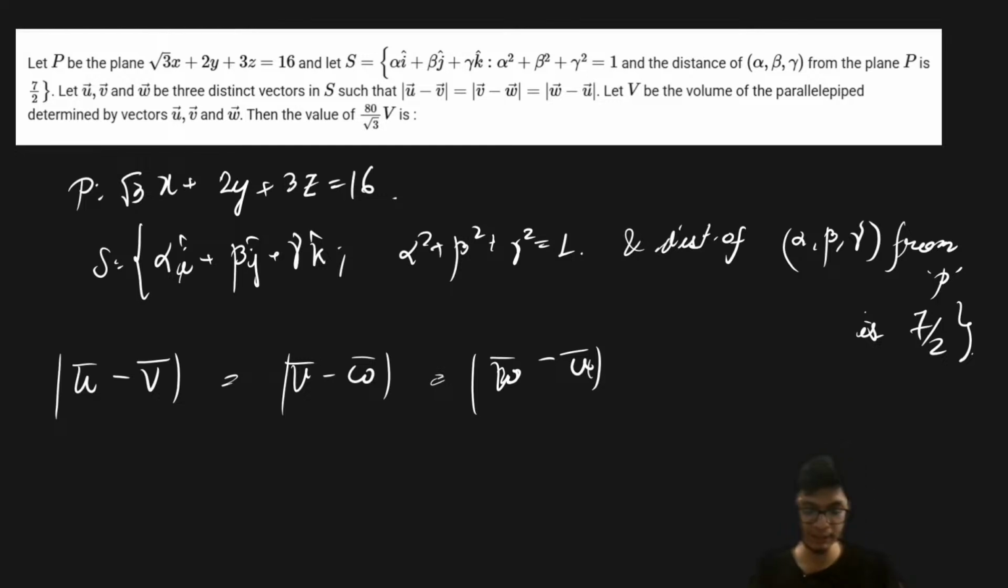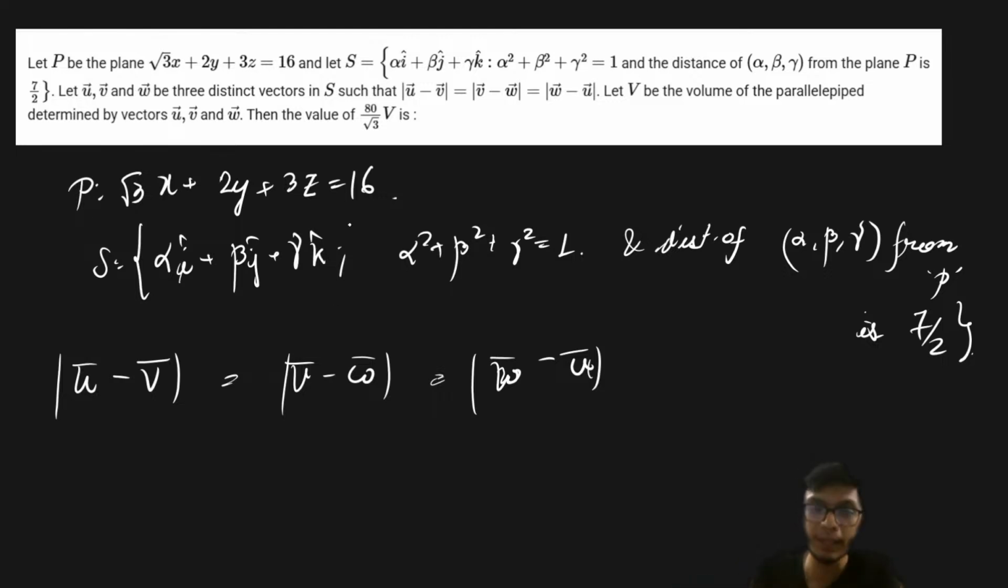Now the interesting challenge of looking at the problem over here is that it's a very nicely framed question. It says that U, V, W are elements of the set S, such that the distance of alpha, beta, gamma from the plane P is 7 by 2, which is a constant distance. So let us try to evaluate how we get this constant distance, right?